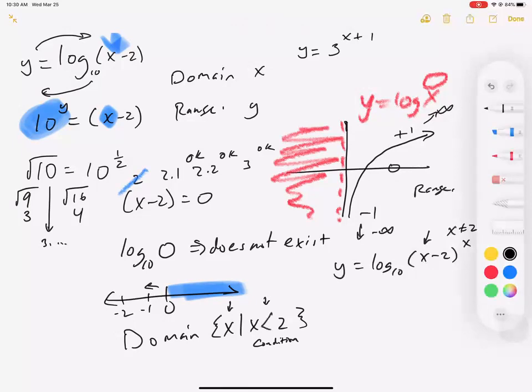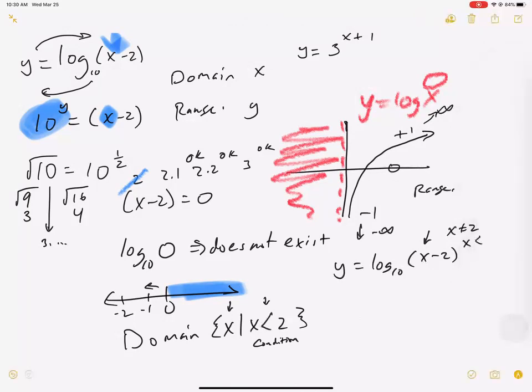X is less than 2, I'm sorry. So x is less than 2. If I put 2, we're equal to 0. If I put 1, we're negative. If I put 0, we're negative. If I put -1, we're negative inside the log. So we can't have any of these numbers, because logs can't be negative. So the graph has, in a sense, a vertical asymptote at 2.